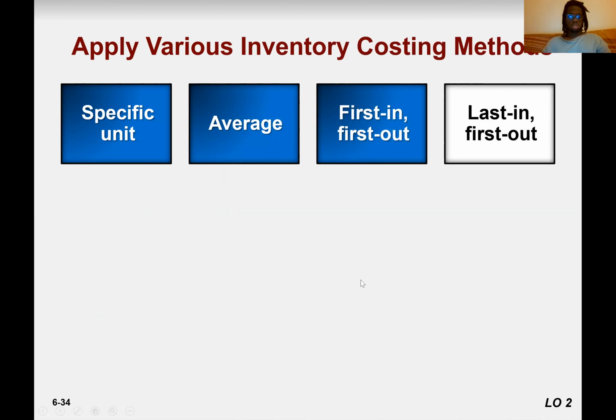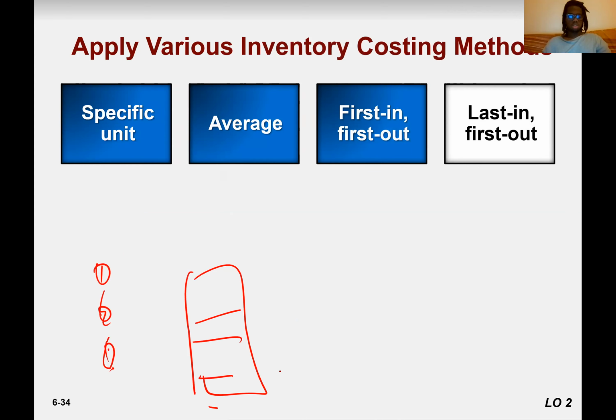Okay, let's talk about last in, first out. You can just guess what last in, first out means. If these are the inventories, the orders are coming, and this is your factory stack, and this is the customer.